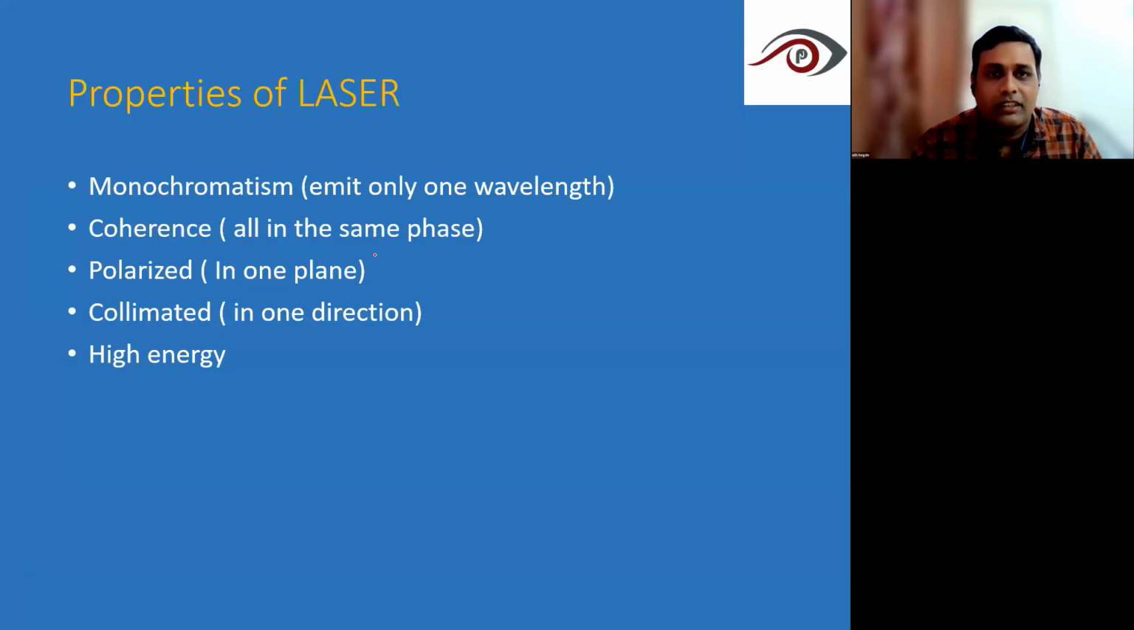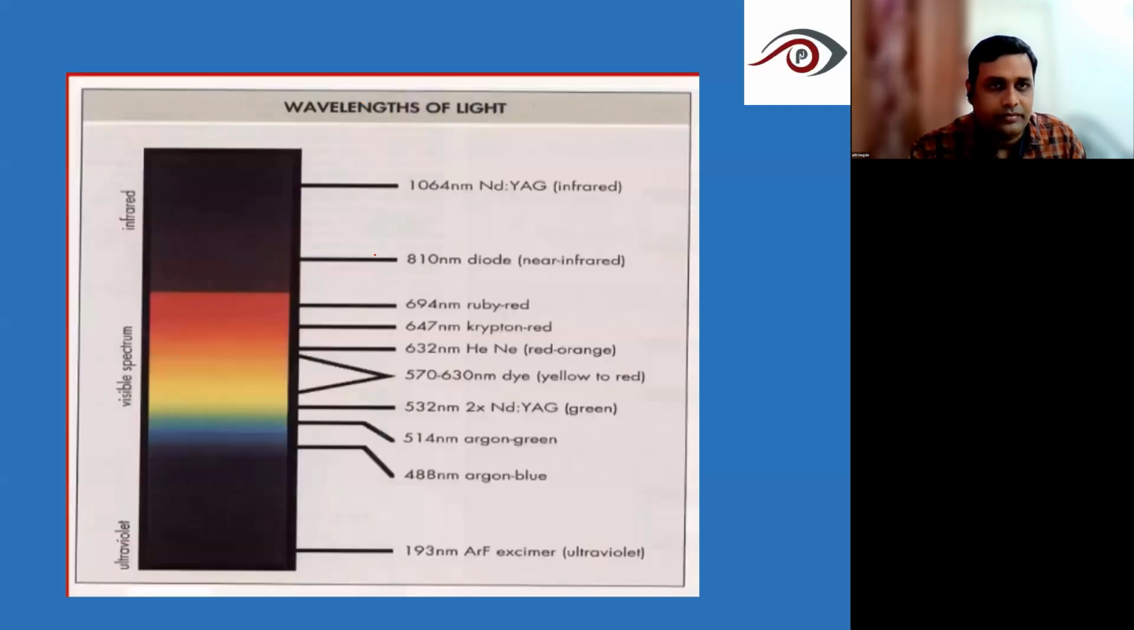This laser output has multiple properties which normal light doesn't have. It has monochromatism, where it emits only one wavelength of light. It has coherence, meaning all the light is in the same phase. It is polarized and goes in only one direction. And when it goes in one direction in a small area, it has a high energy.